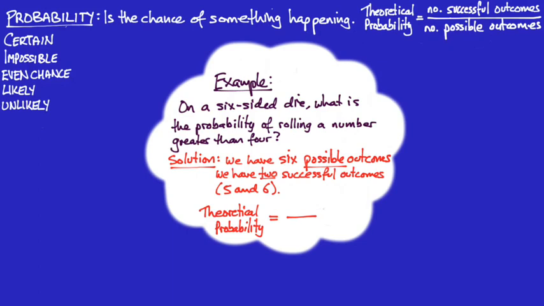So we work out our theoretical probability. On the top of our fraction, we put the number of successful outcomes, which we decided was 2, and divide by the number of possible outcomes, which is 6. And that means we've got a probability of 2/6. We can simplify that to be 1/3 as our answer.